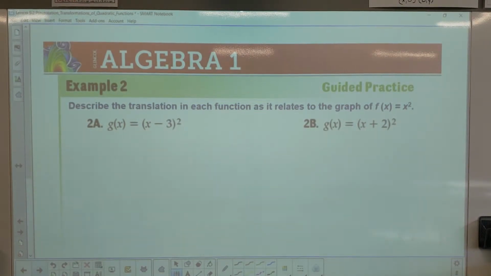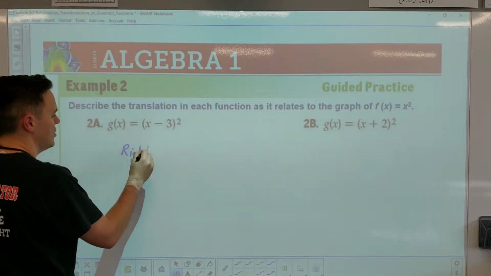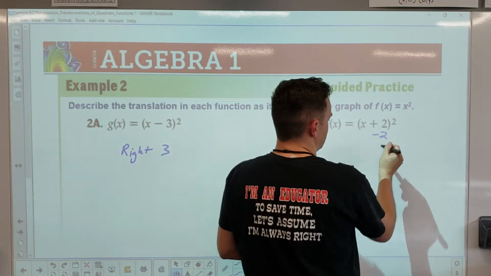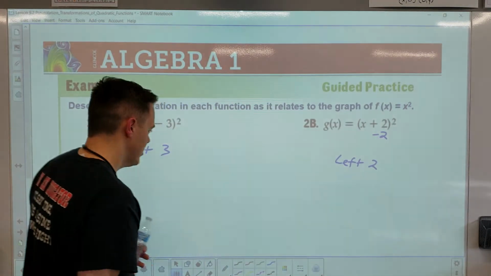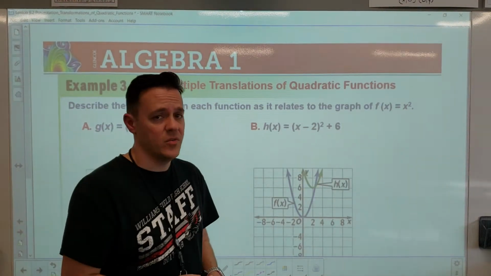All right, this function, since it's already a negative, I'd go right 3. And this one, since it's a positive, that means technically this is a -2, and I would go left 2. All right, so that's kind of the setup on the h. Now we're going to put the pieces together as we move along.